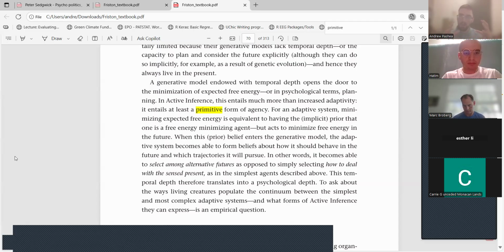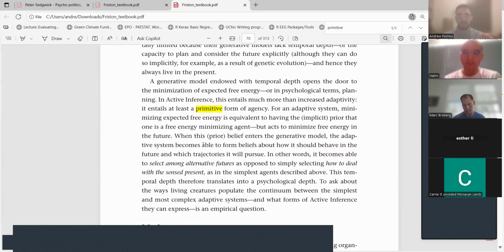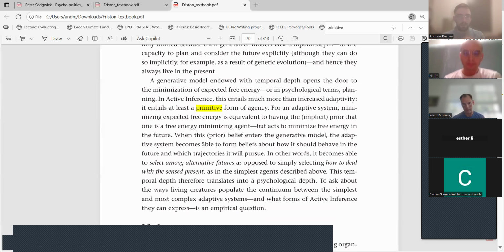I would say this segment that you pointed out in the textbook, which is on page 59 for anyone who's interested, which we also remember is in chapter 3, the high road, is kind of starting from what it is to be an organism and to continue to exist, to adaptively survive, right?